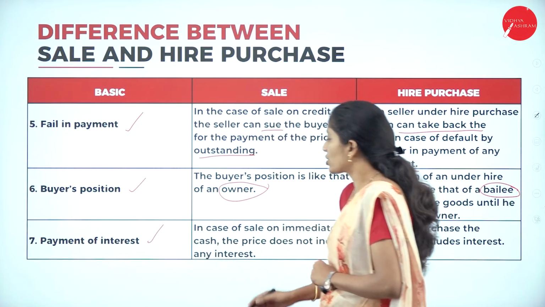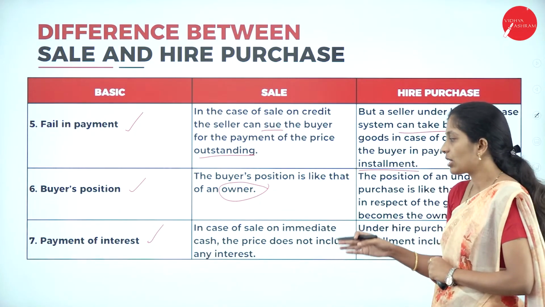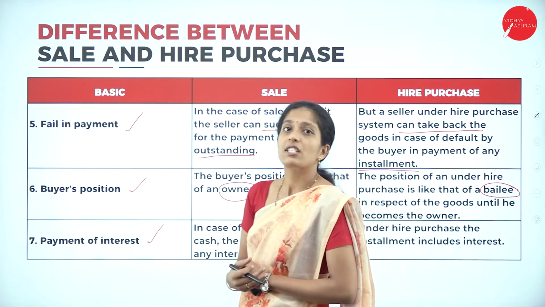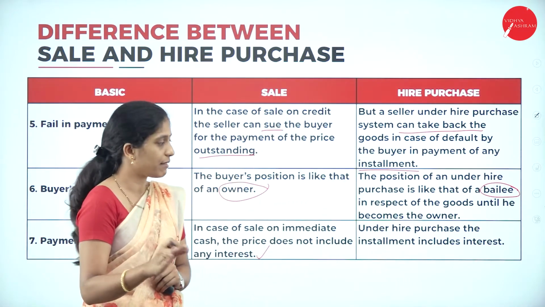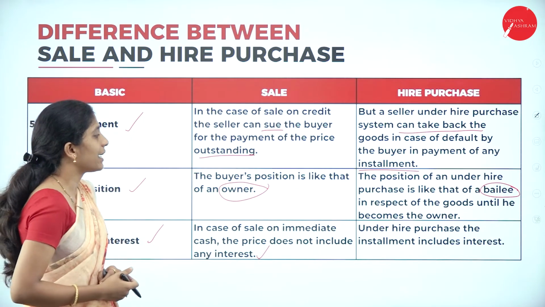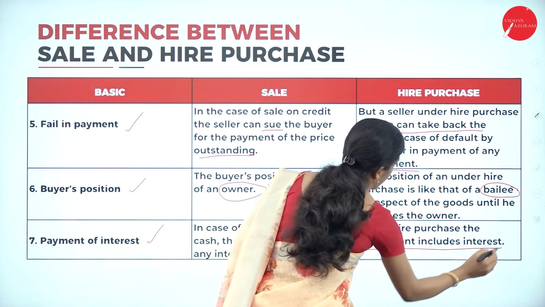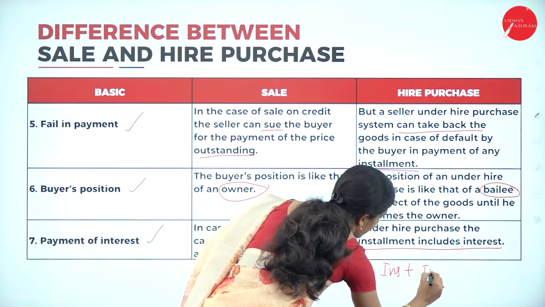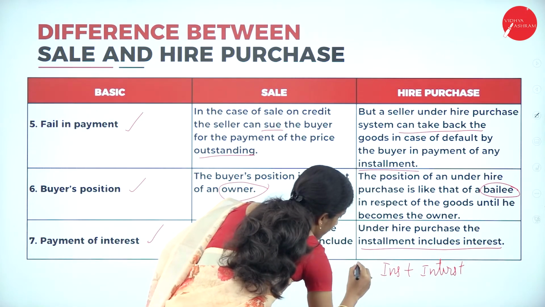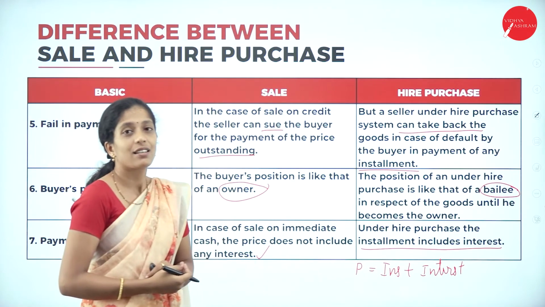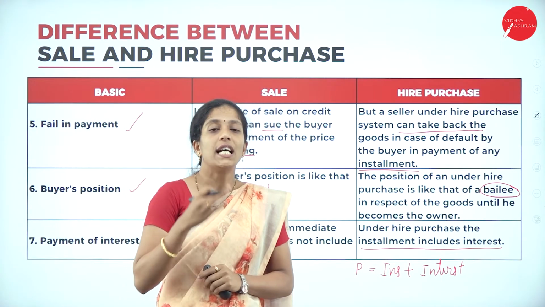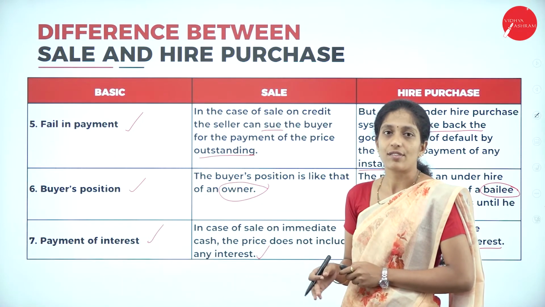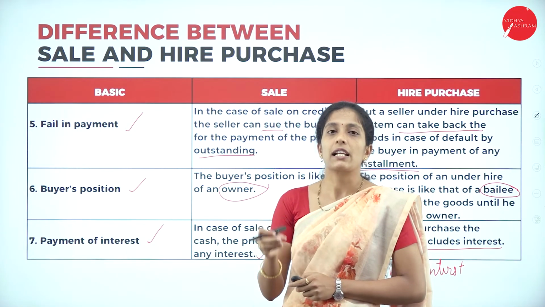Next, payment of interest. In case of a sale for immediate cash, the price does not include any interest. So if the sale is made by paying immediate cash, there is no interest. Whereas in hire purchase, the installment includes interest. This I have told you. So here the installment also includes interest, and the principal is equal to installment plus interest. In sale it does not include any interest, whereas in the hire purchase system it includes interest along with the installment amount.